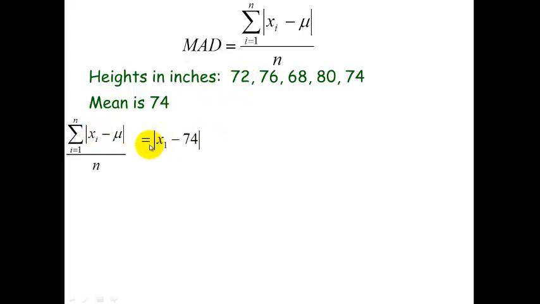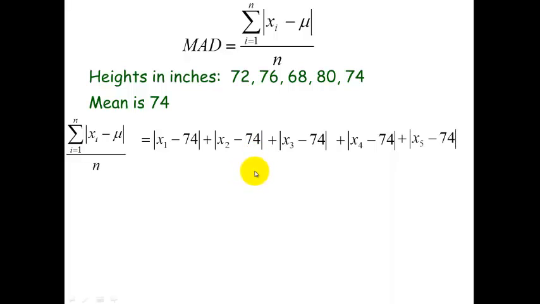So 72 minus the mean. So x of 2 minus the mean, x of 3 minus the mean, x of 4 minus the mean, and x of 5 minus the mean. So we just replace your i here by 1 up to 5, because we only have 5 numbers in here. Now x sub 1 is 72, so replace this by 72.